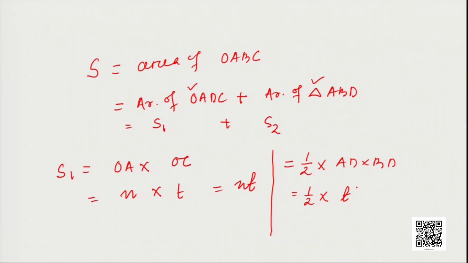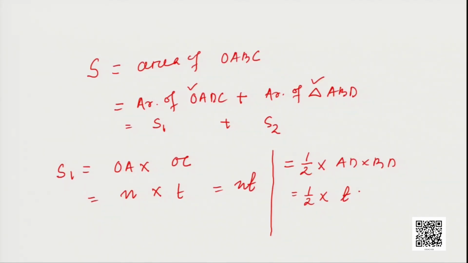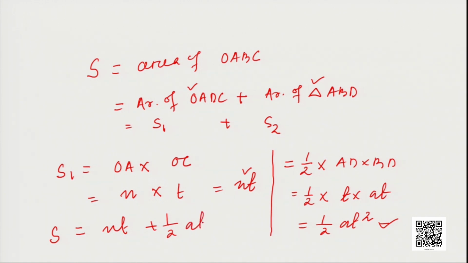And what will be the value of BD? If you remember from the first equation, when we were deriving the first equation, BD is nothing but the acceleration times time. So in place of BD, I will place at. So that will give me half into at square. That means if I sum it up, the distance travelled s will be equal to ut plus half at square. So we will summarize it as ut plus half at square.